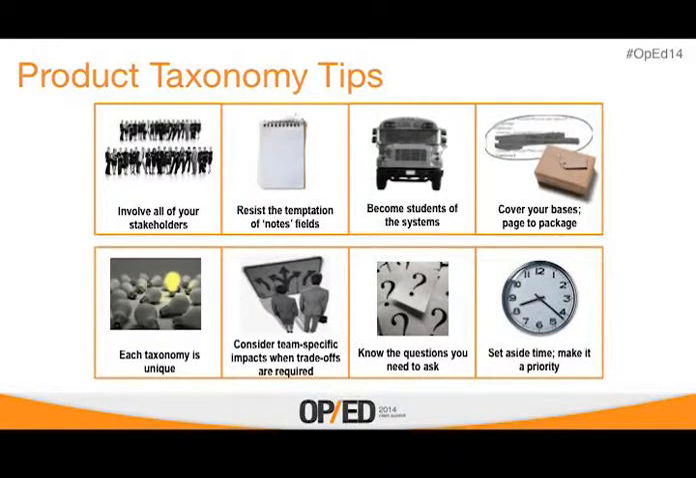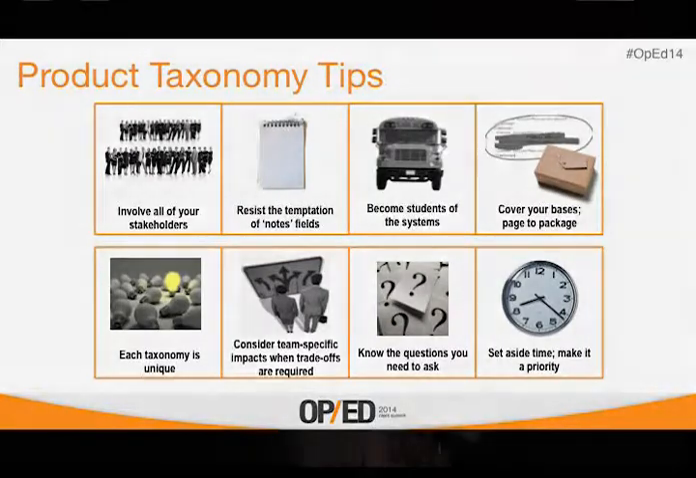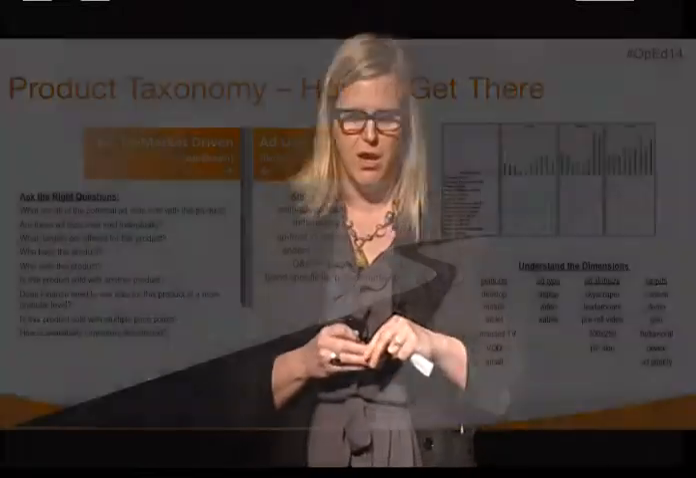Consider team-specific impacts when trade-offs are encountered. What this means is that it might be okay to rob Peter to pay Paul in certain cases. Know the questions to ask, set aside the time, make it a priority, of course. I wish I could say that there's one path to go down to get it right. It's not. It's much more of a journey.